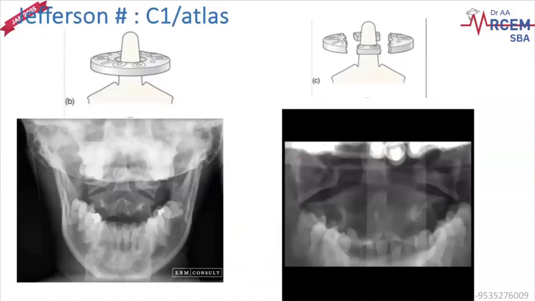Now we are going to deal with the cervical spine fractures. We were looking at the facial fractures, we have dealt with it. Now we have gone down into the spine. That is the cervical spine fractures we are looking out for. First one is a C1 fracture, also known as Jefferson's fracture, also known as Atlas fracture.